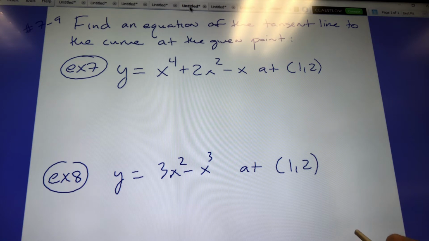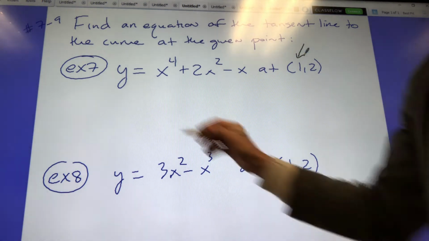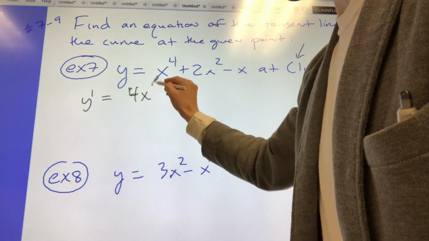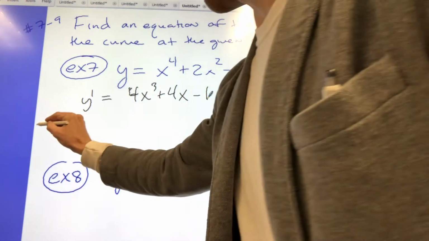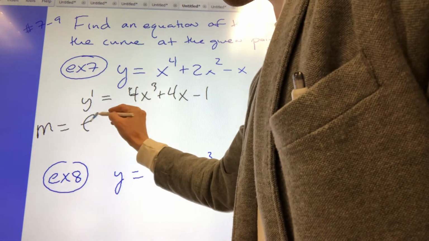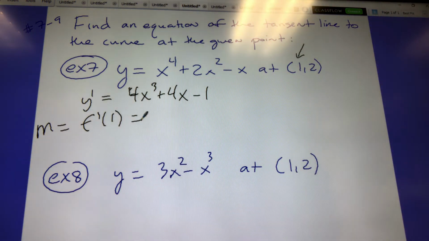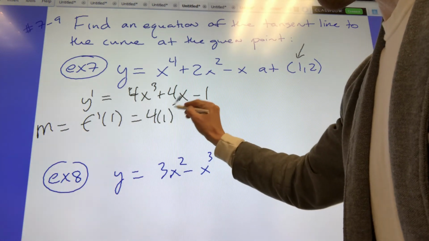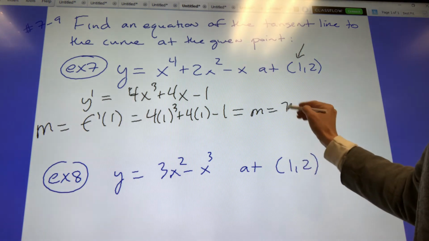So what we were evaluating is we were finding the derivative and evaluating it at x equals 1 each time. All right, so what we're going to do is find y prime, and that's going to be 4x to the third plus 4x minus 1. So the slope is the derivative evaluated at x equals 1. Again, y prime is the derivative. It's like saying f prime of x. So I simply plug 1 in for x, and my slope is 7.